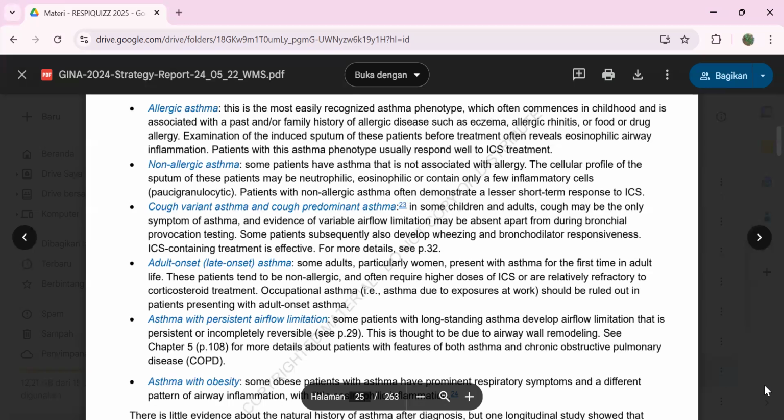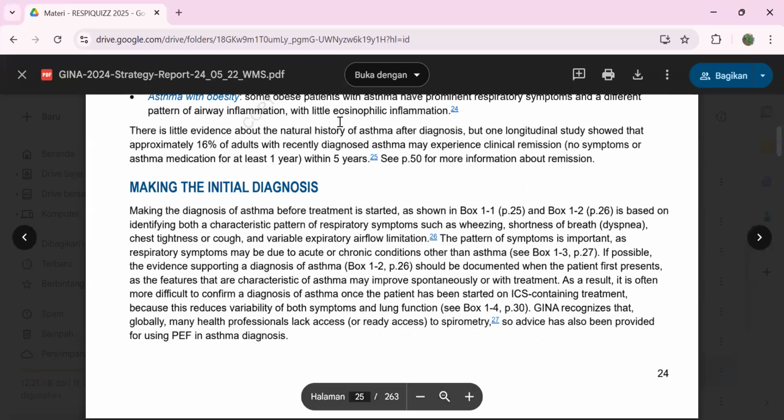Asthma with obesity. Some obese patients with asthma have prominent respiratory symptoms and a different pattern of airway inflammation, with little eosinophilic inflammation. There is little evidence about the natural history of asthma after diagnosis, but one longitudinal study showed that approximately 16% of adults with recently diagnosed asthma may experience clinical remission, no symptoms or asthma medication, for at least 1 year within 5 years.